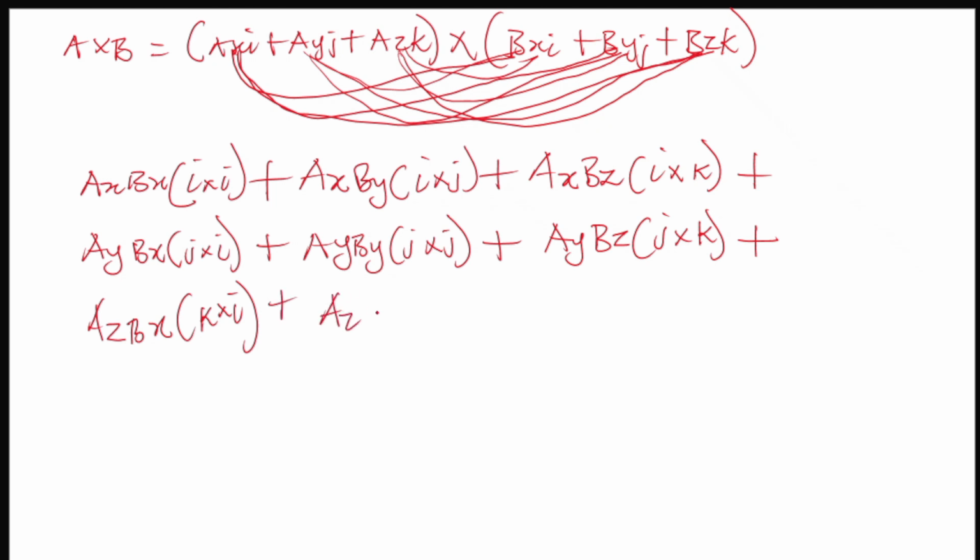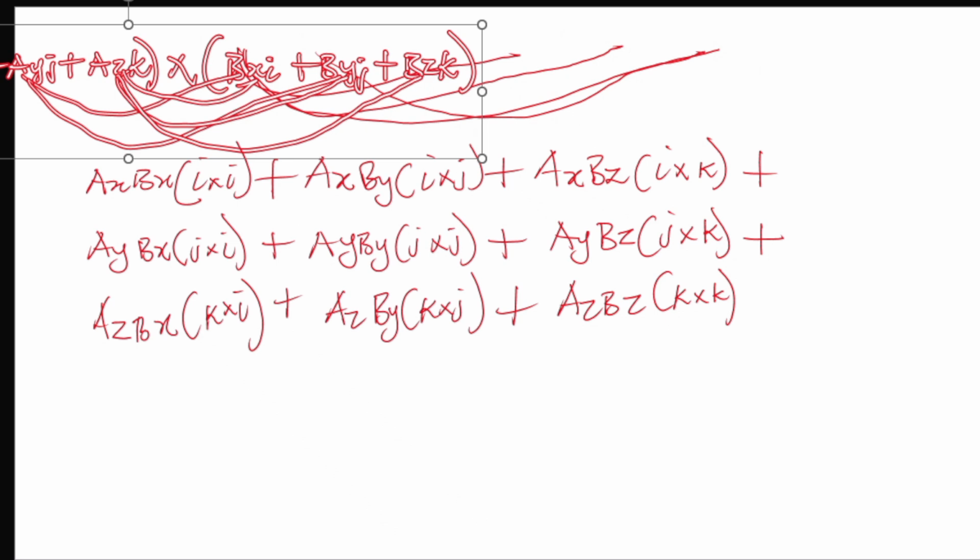What's the next thing? Plus you have AZ, BY, then you now have K cross J. Now the final parameter will be plus AZ multiplying BZ. So this is BZ, K cross K. Now look up. Our interest is our unit vector, since we've already gotten the plane for your unit vector. So look at your unit vector. What are you having here? You are having I cross I. Go over to your unit vector.